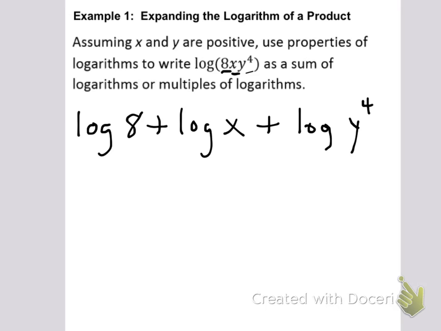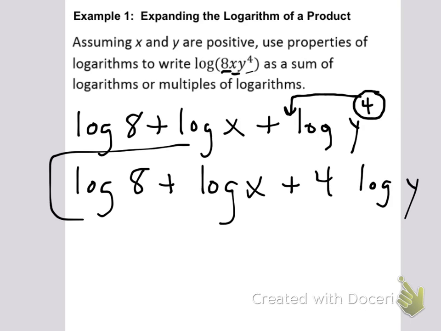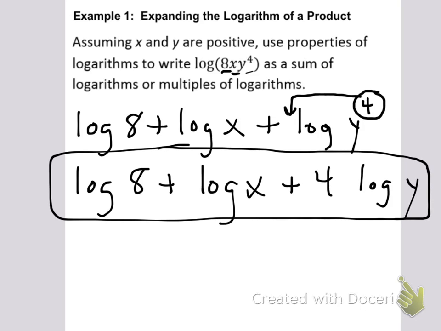Now log 8's good, log x is good. Now we're going to look at this exponent of 4. And we're only going to move it out in front of that log. Okay? So that last log is the only special one. Okay? Now there's nothing else to do. You have singleton terms there. 8, x, and y are all good. There's your answer. Okay? It's very simple.